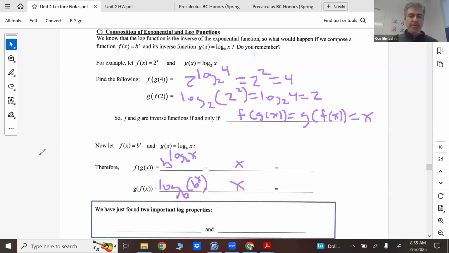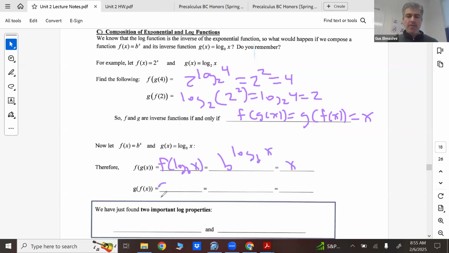Oh, I think I know what they want us to do. Yeah, hold on. Let me just undo really fast. I think I skipped a step. I think they want us to show this. f of log base b of x, which is, of course, b to the log base b of x, which of course is x.